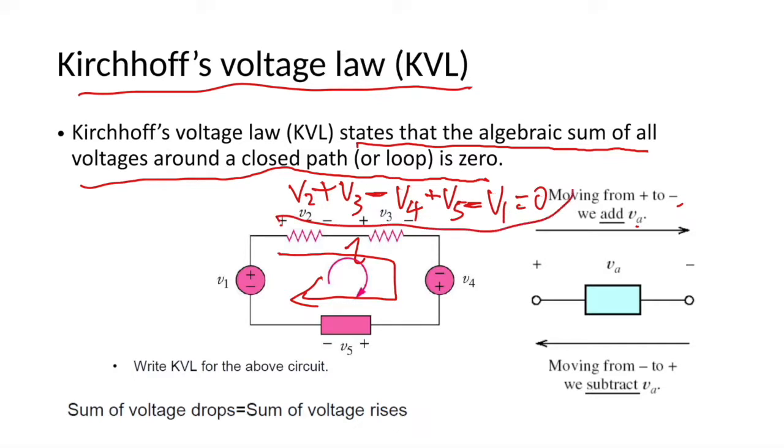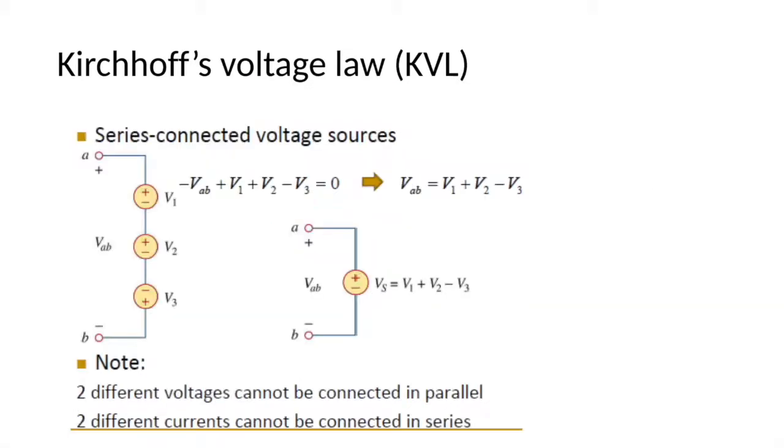So this is the KVL equation for this circuit. One application of KVL is to simplify series-connected voltage sources. For example, three voltage sources are connected in series and their output voltage is denoted by VAB. So we can write down the equation.